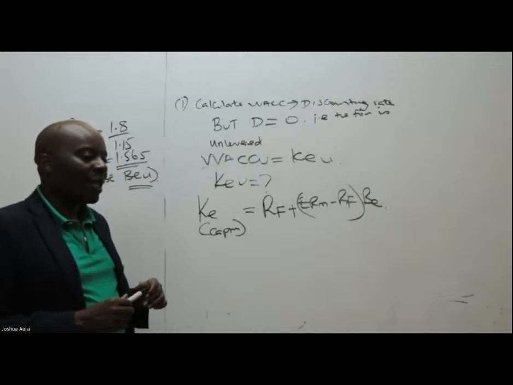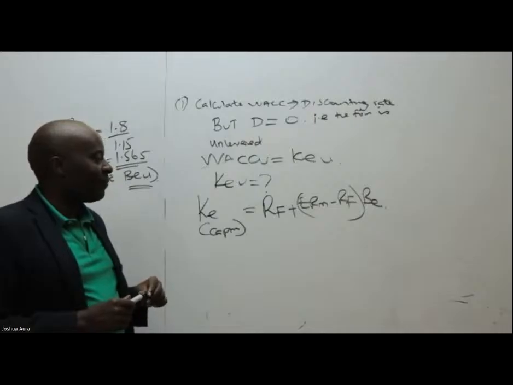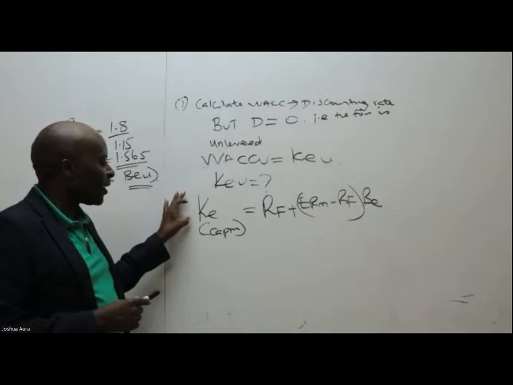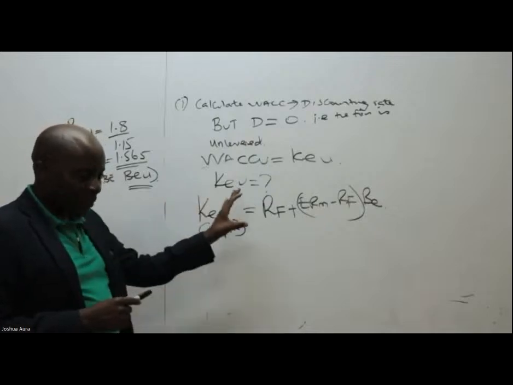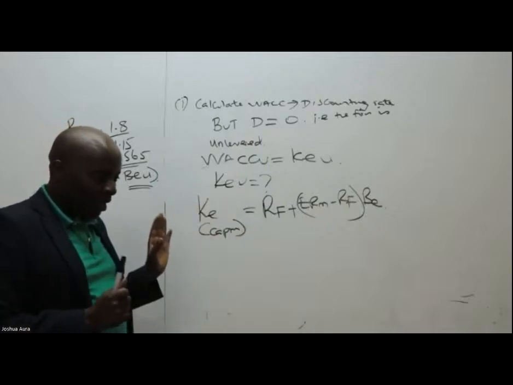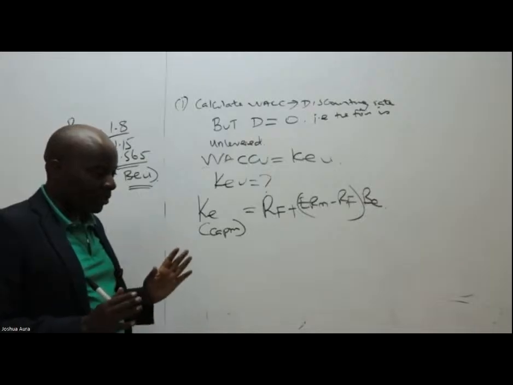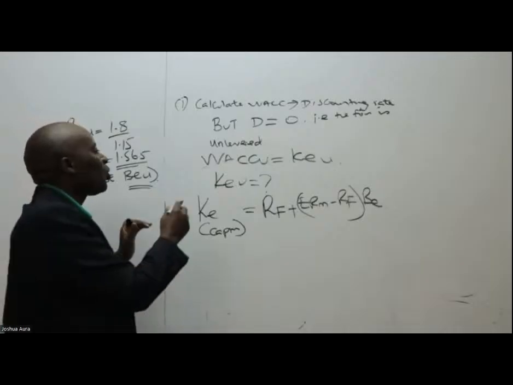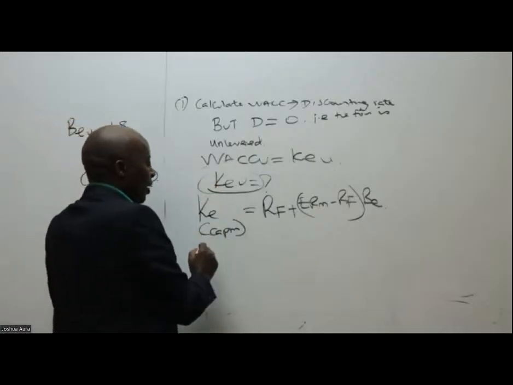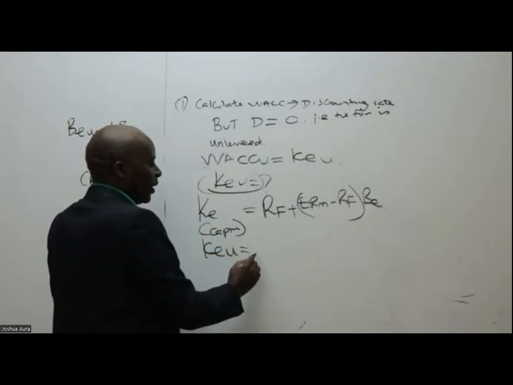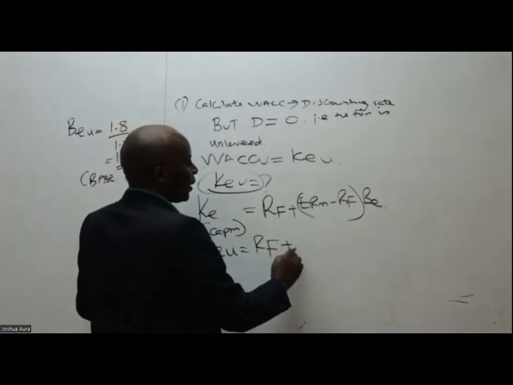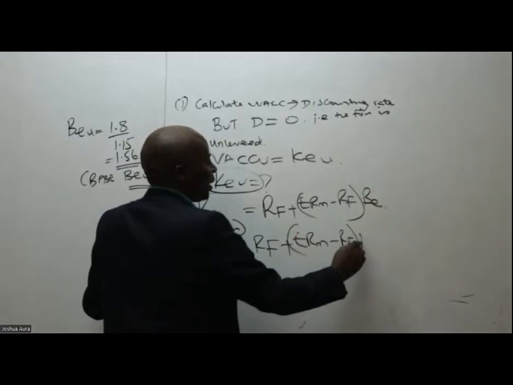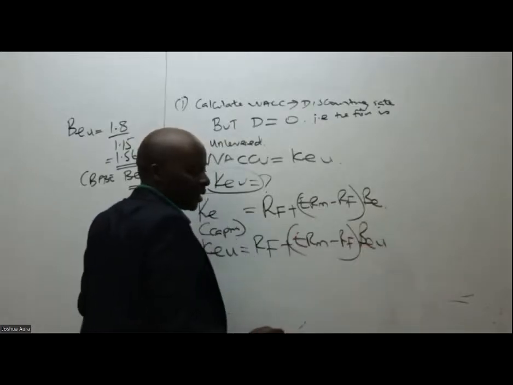Multiplied by beta equity. So could you kindly, ladies and gentlemen, confirm whether you've been able to write up to here? Are we together up to here? I'm not even asking about understanding, but first of all, are we together? Great. So what they want us to do is to come and give them KEU, cost of equity of unlevered firm, which will be equal to risk-free rate plus expected return of the market minus risk-free rate times BEU, like that.